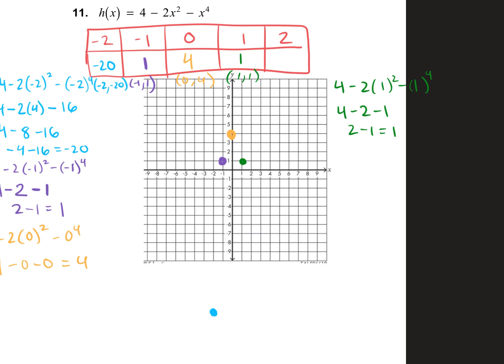And then lastly, let's plug in 2. We have 4 minus 2 times 2 squared minus 2 to the 4th power. For this, 2 squared is 4. And 4 times -2 would be -8. And 2 to the 4th power would be 16, so minus 16. So again, here this would be -20. So our next point would be 2, -20. So we're going to go right 2, down 20.